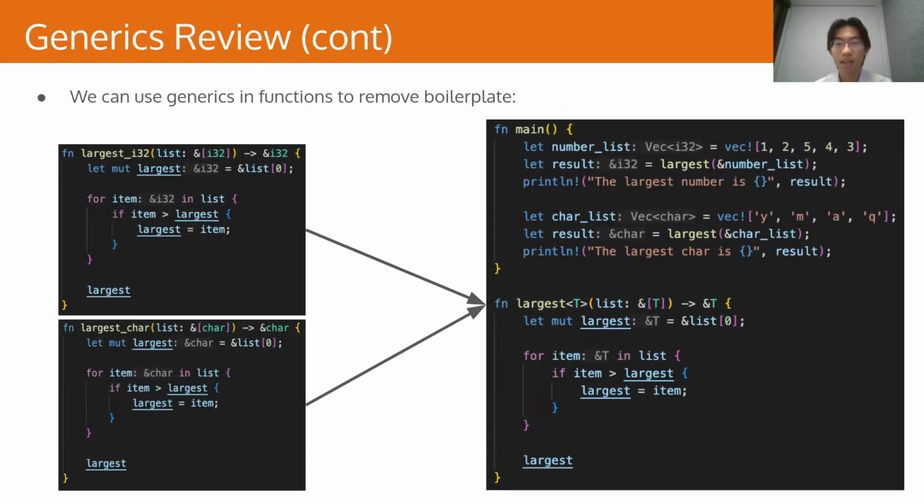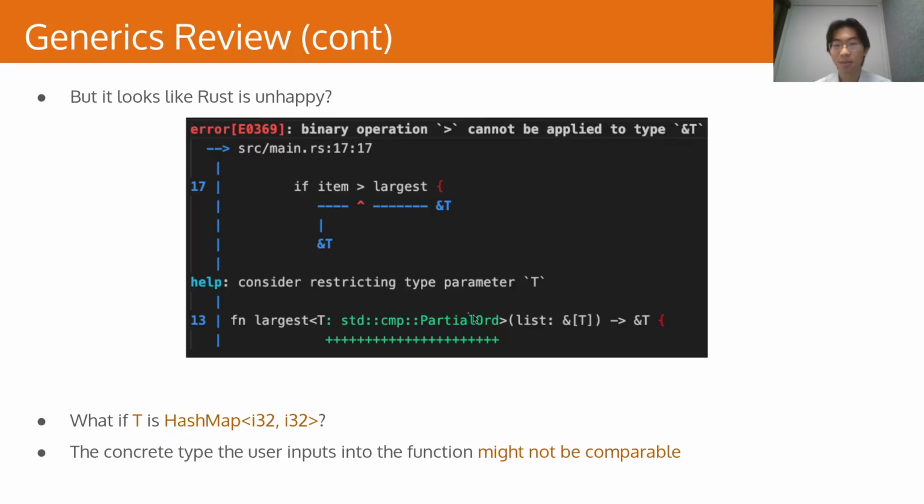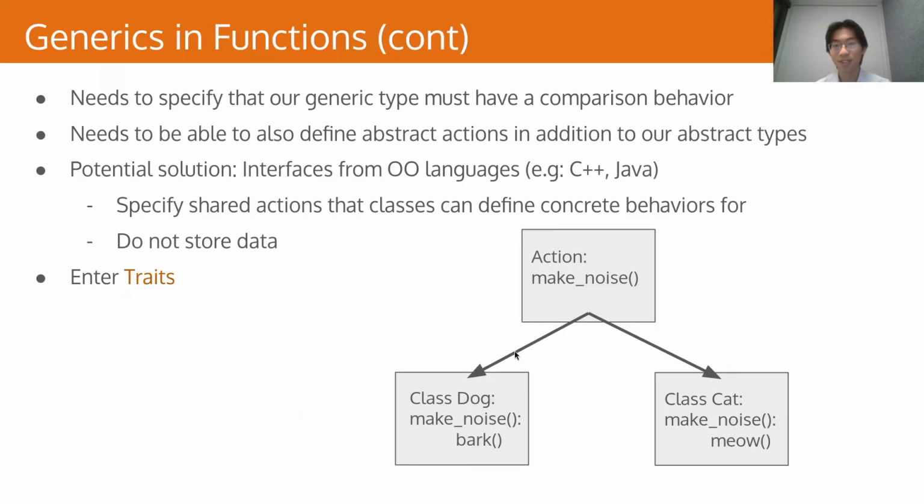If you'll remember this example from the last lecture, where we tried to use generics and functions, here we have a largest i32 and a largest char function that both try and compute the largest element in a list, and we tried to merge them into a single function using this abstract type T, right? But Rust complained that this binary operation, this comparison, cannot be applied to any type T, and what if we can't compare it, like what if it was a hash map or something? And it has this suggestion. We'll explain what this suggestion means right now with traits.